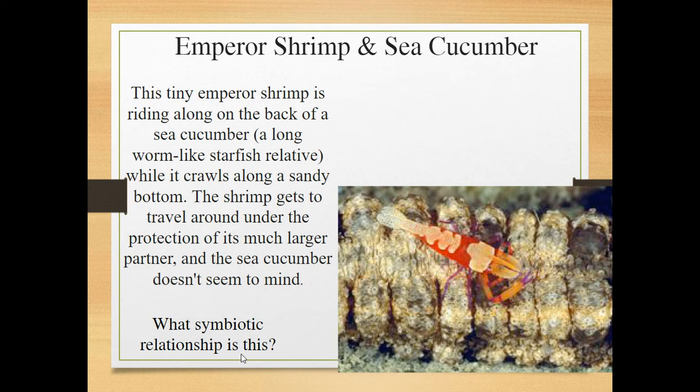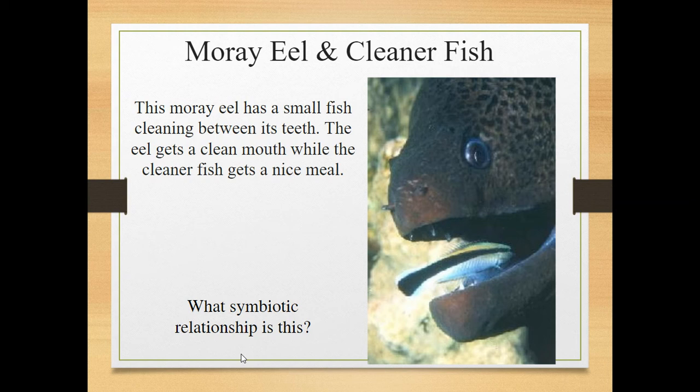How about the emperor shrimp and sea cucumber? This tiny emperor shrimp is riding along on the back of a sea cucumber. While it crawls along a sandy bottom, the shrimp gets to travel around under the protection of its larger partner, and the sea cucumber doesn't seem to mind. So what type of relationship is that? The sea cucumber doesn't seem to mind, but the shrimp gets protection. Right, commensalism again, because one doesn't care while the other one benefits.